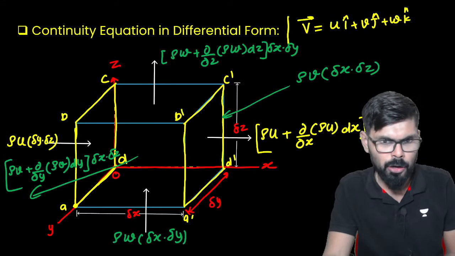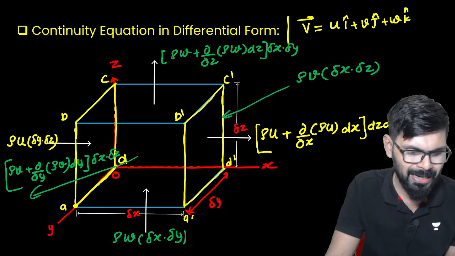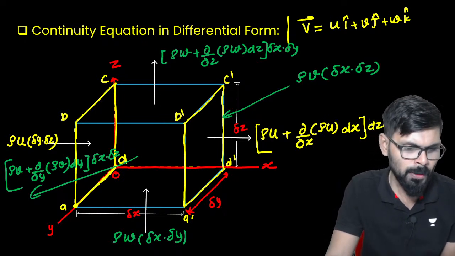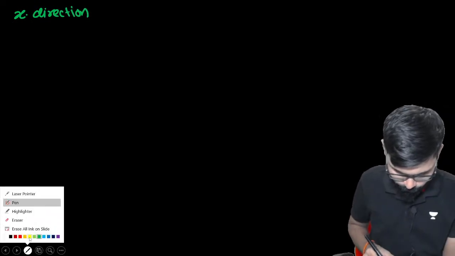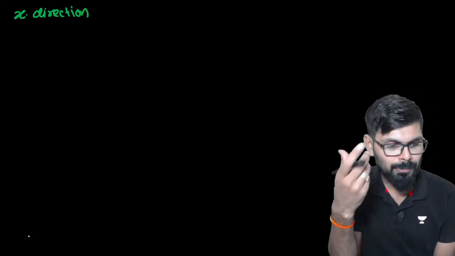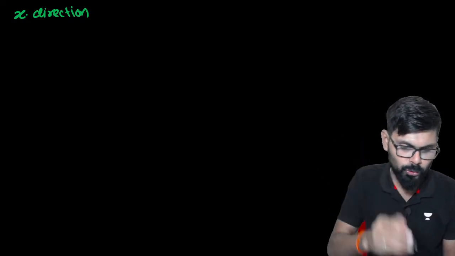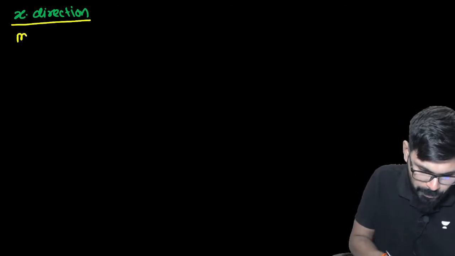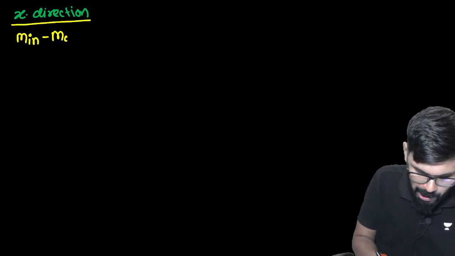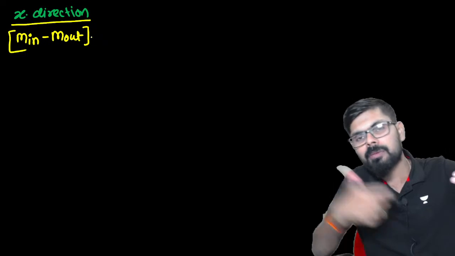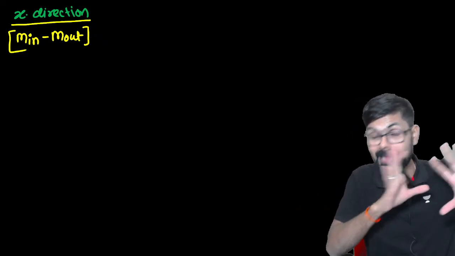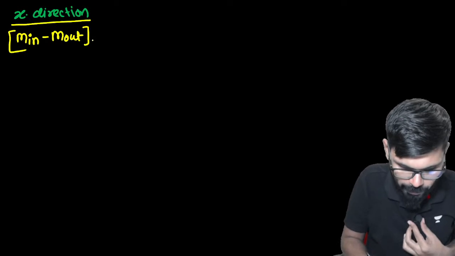Okay, so now I am going to write the equations. Now I am going to write the equation in x direction. For the x direction I am going to use this equation. First I am going to find out what m in minus m out is in the x direction. I just want to find what the net accumulation is in the x direction. So m in minus m out in the x direction.